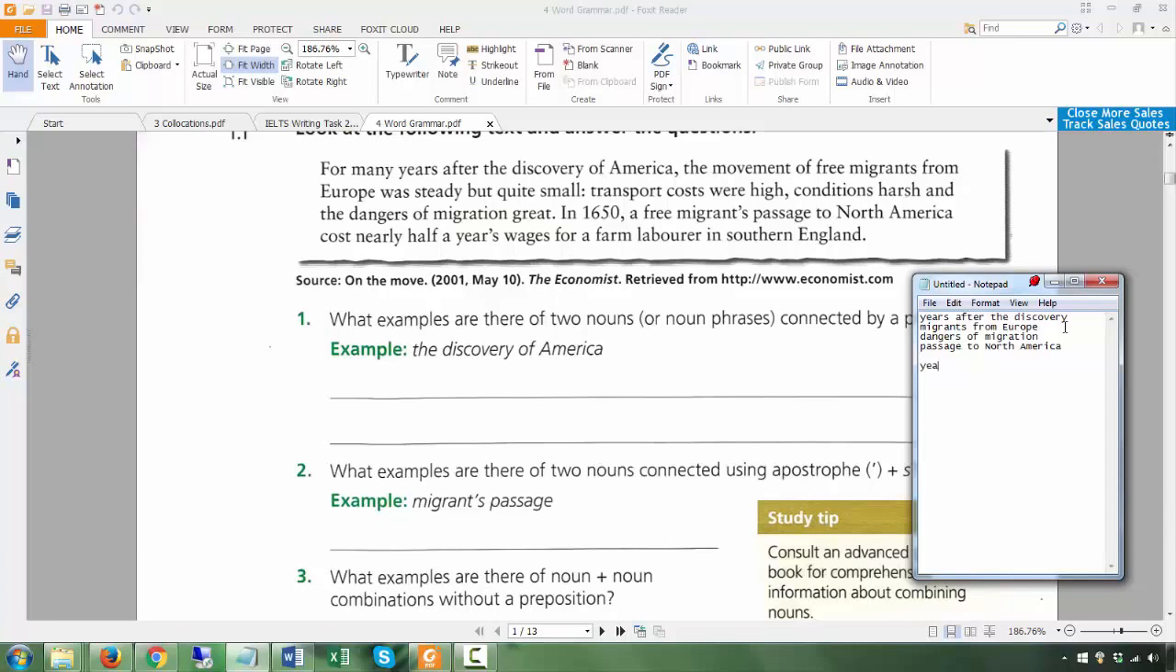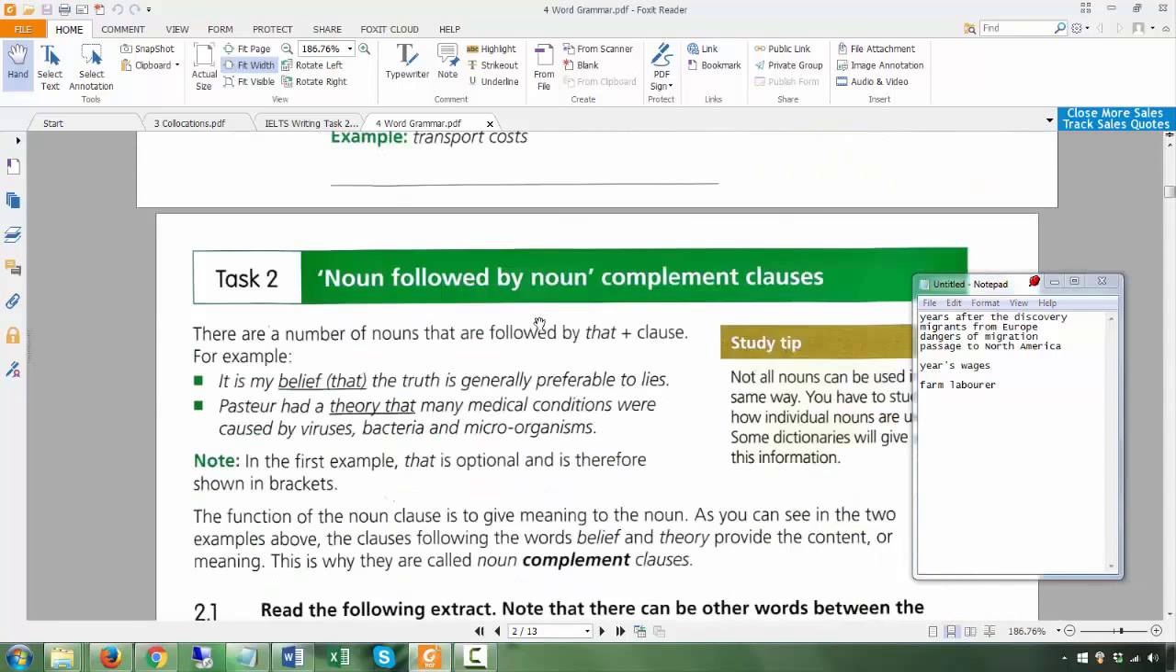Then you have years' wages with the apostrophe, and the third one you have farm labor. Both of them are nouns. Okay, then it comes to task 2, noun followed by a noun complement clause.